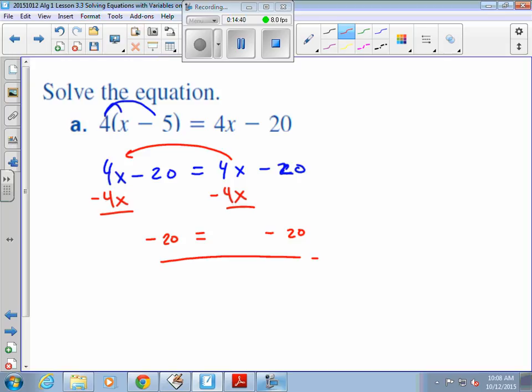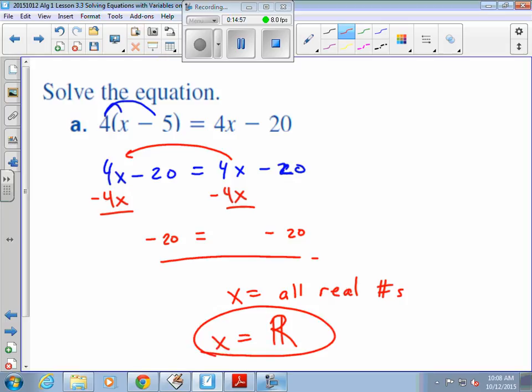So here's another mathematical shorthand for you. You can say x is all real numbers, or you could simply say x is, you just put yourself two lines like this, and you draw a capital R. That's mathematical shorthand to say x is all real numbers.